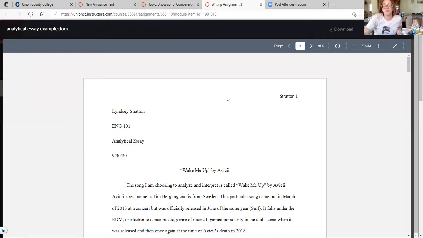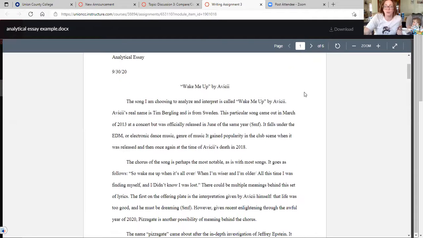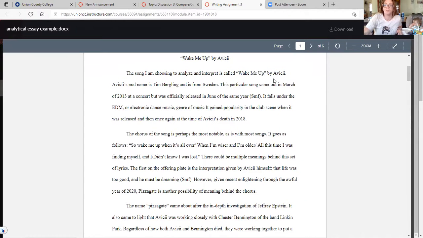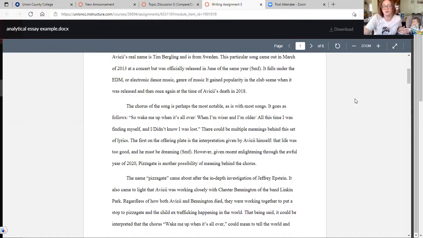Okay, so I did this one last year when I taught this, and I chose the song Wake Me Up by Avicii. So obviously you can read through it on your own. You should give a little bit of background on the song. Okay, so it's by Avicii. His real name is Tim Bergling. He's from Sweden. Came out in March of 2013, released in June. Okay, SMF is the citation for that because obviously I didn't know that. Gained popularity in the club scene, and then again when Avicii died in 2018.